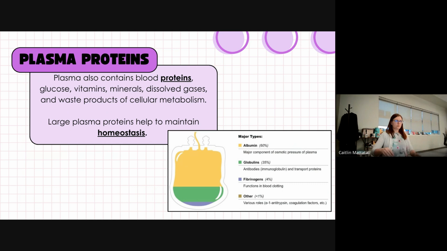Okay. So these plasma proteins that I was talking about, these again have pretty big roles when it comes to maintaining your life processes. And the proteins are going to work hand in hand with the cells that we're also going to be talking about.